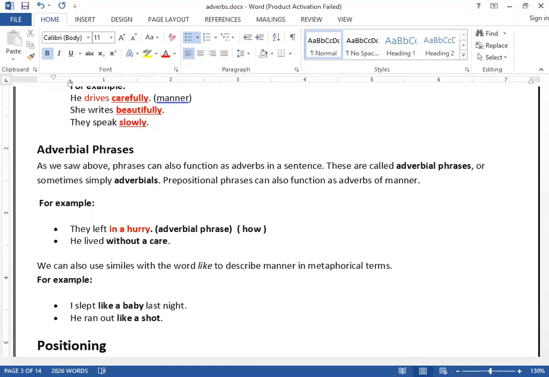So an adverbial phrase can also be used as an adverb of manner. So now in a hurry, it's used as a what? Adverb of manner. Why? Because it gives us the answer for what? How. Look at this one. He lived. How? He lived without care. So now without care is what? It's an adverbial phrase. And this adverbial phrase's function is an adverb of manner. Excellent.